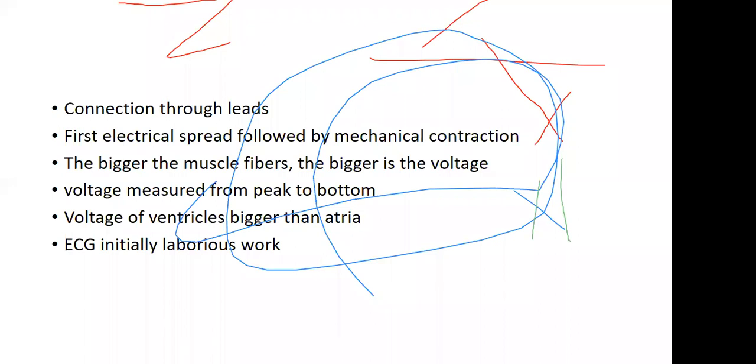Now, as I told you that the patient has to be connected to the ECG machine through wires which are called leads, so that the electrical impulse which has spread and reached the skin, that should be transmitted to the ECG machine through these wires.